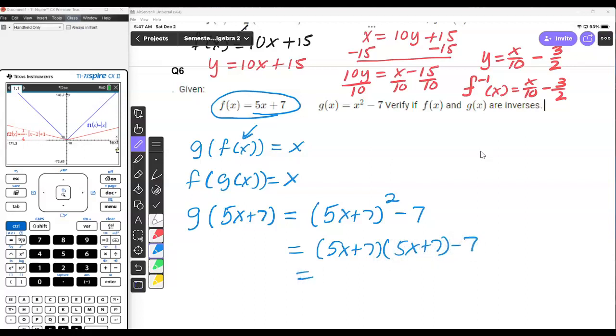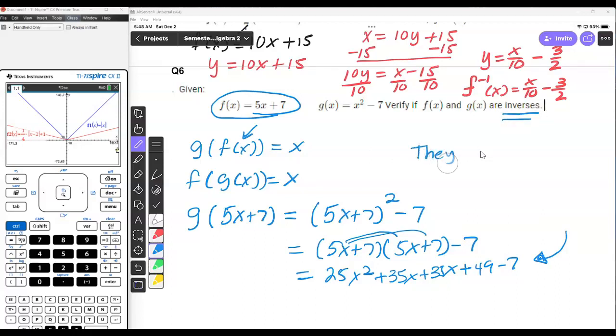So 5x times 5x gives you 25x squared. 5x times 7 gives you 35x, plus 35x. And then you have 7 times 7, which is 49, minus 7, and obviously this is not going to come out to x. So we can stop at this point. They are not inverse of each other.